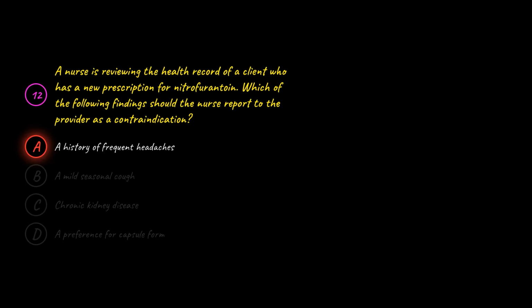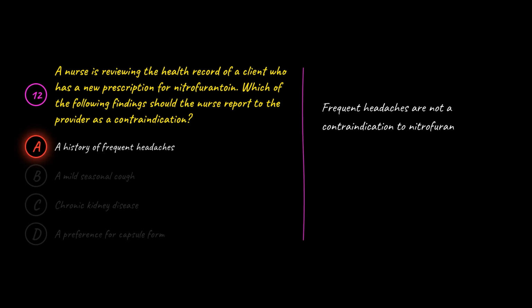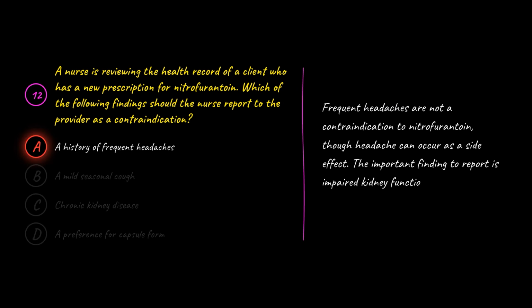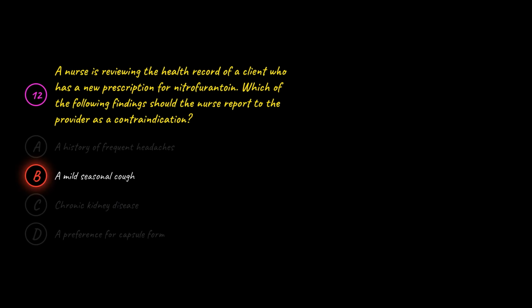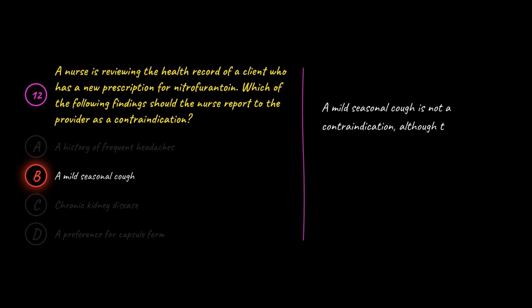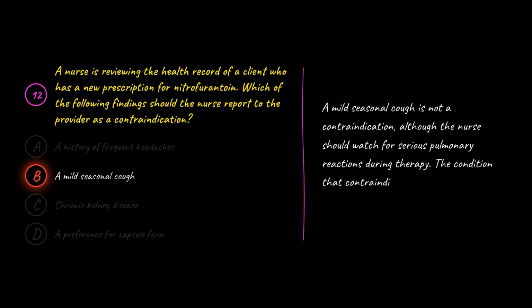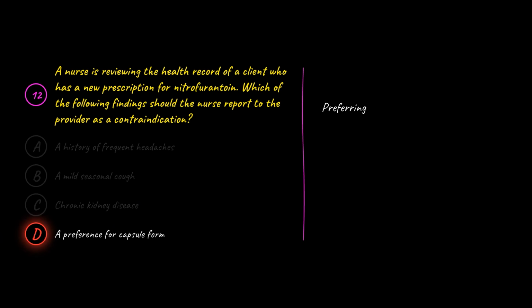A is wrong because frequent headaches are not a contraindication to nitrofurantoin, though headache can occur as a side effect. The important finding to report is impaired kidney function, which makes the drug both less effective and more toxic. B is wrong because a mild seasonal cough is not a contraindication, although the nurse should watch for serious pulmonary reactions during therapy. The condition that contraindicates nitrofurantoin is chronic kidney disease due to impaired excretion. D is wrong because preferring capsules is a formulation choice, not a clinical contraindication.